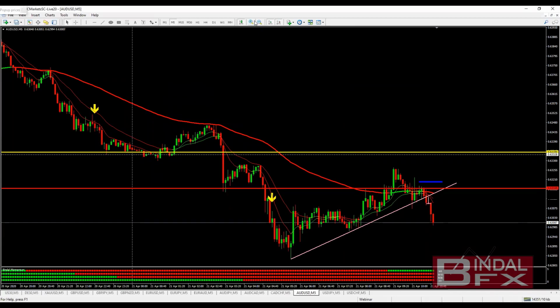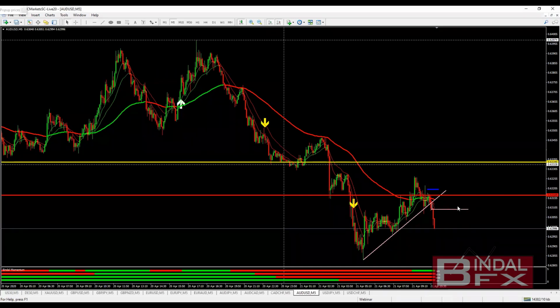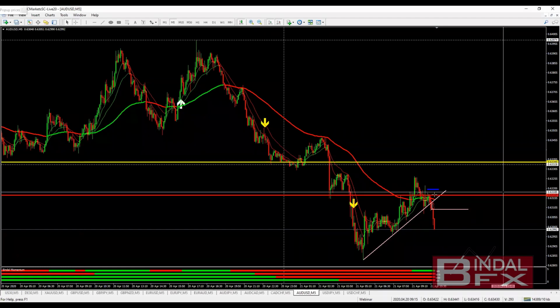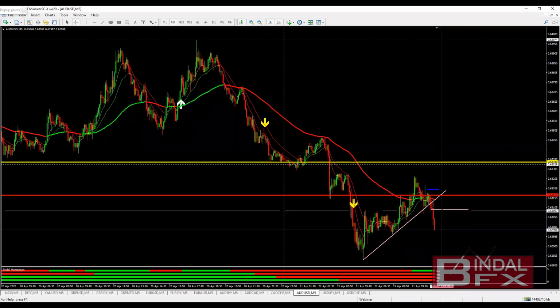Would I trail my stops in now? Let's just say TP1's been hit. Would I move my stop to entry? Well, given my entry was somewhere here, would I trail it in right now? No. Why? Because where is the resistance level? The resistance level here is here, right? So would I put my stop below the resistance level?